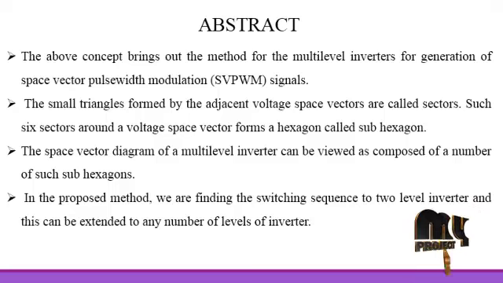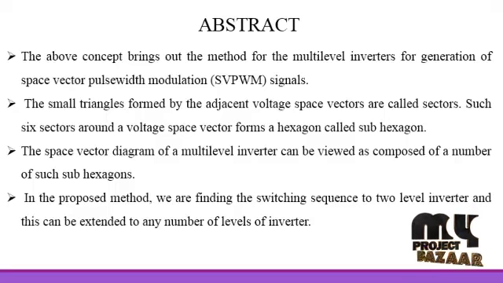The abstract: the above concept brings out a method for multi-level inverters for generation of space vector modulation pulse width modulation signals. The small triangles formed by the adjacent voltage space vectors are called sectors. Such 6 sectors around a voltage space vector form a hexagon. Around a voltage space vector, the hexagons formed are called subhexagons. The space vector diagram of a multi-level inverter can be viewed as composed of a number of such subhexagons.